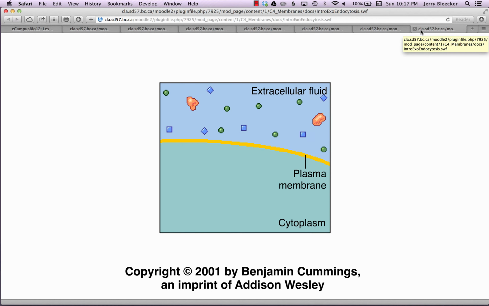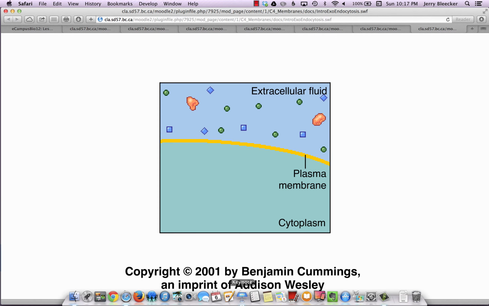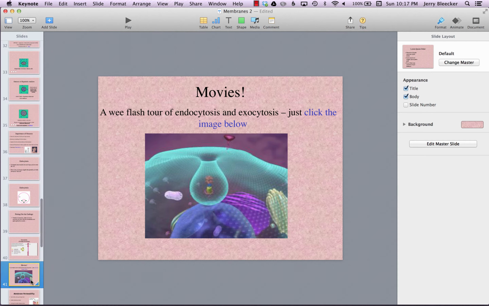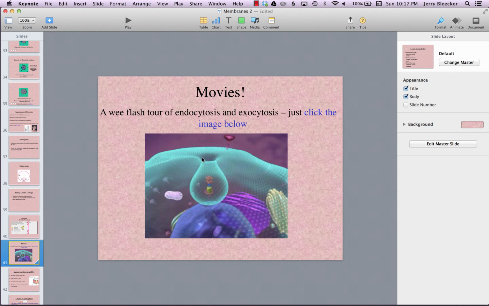And this is kind of neat. This says just click the image below. I have to update the slideshow. But what you see is the cell bringing in something to eat, to destroy, perhaps, if it's a white blood cell. So it's quite a neat little sort of process. A really interesting point, I'll go full screen here.